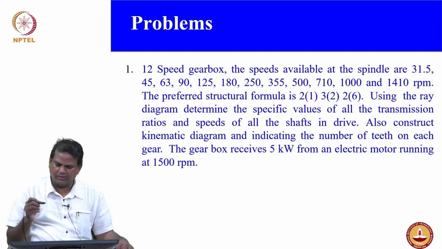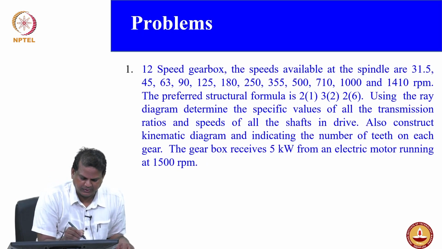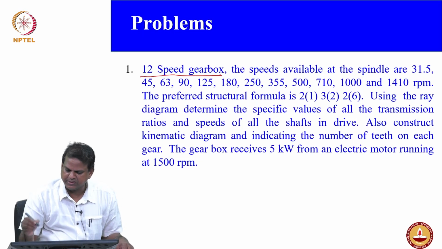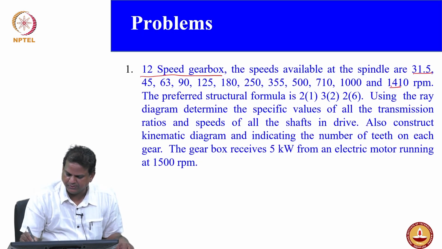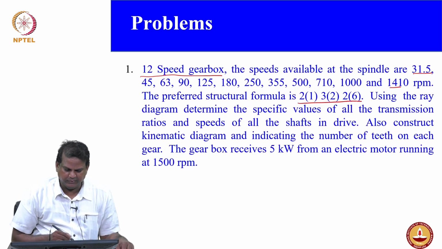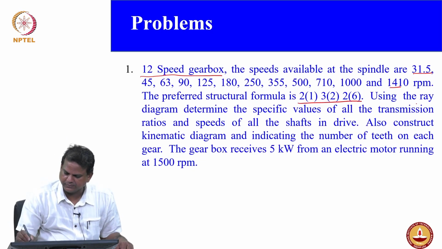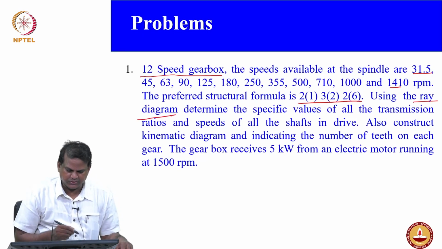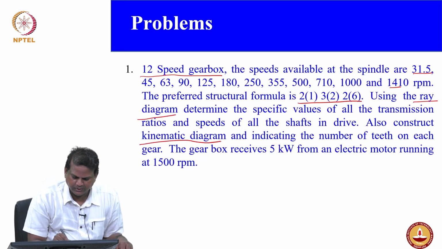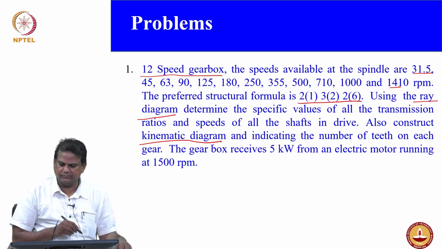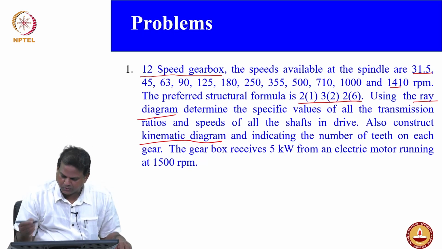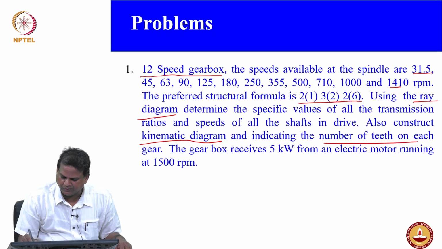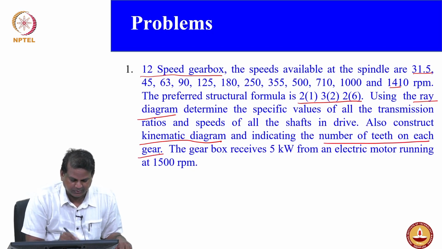As you are aware, we have a 12 speed gearbox. The minimum speed and maximum speed are given, and this was the structural formula we have used. Initially, we completed the ray diagram aspect, then constructed the kinematic diagram. Now, the third part is to calculate the number of teeth on each gear. That is what we are going to do.